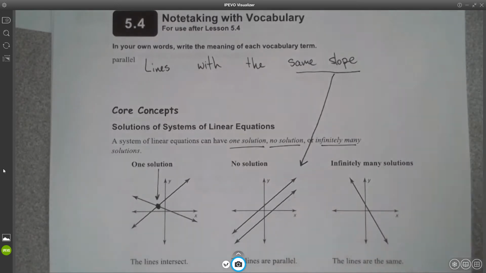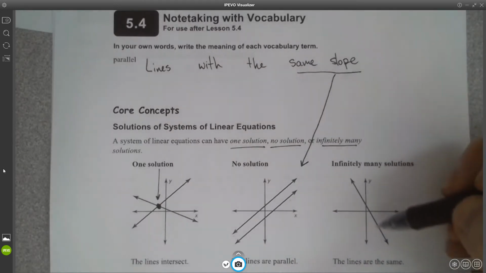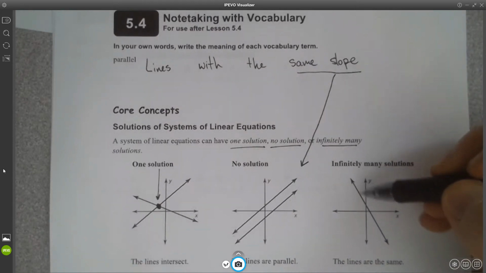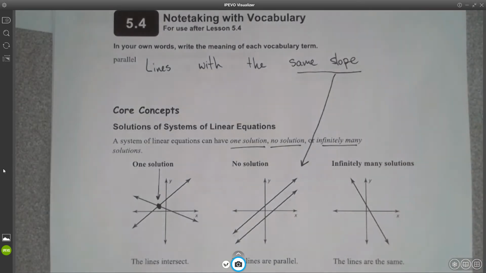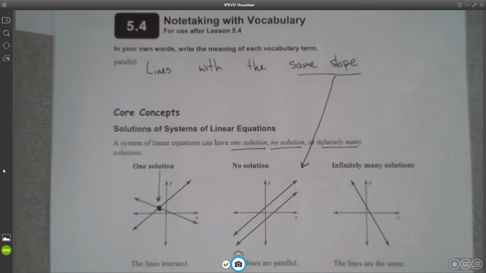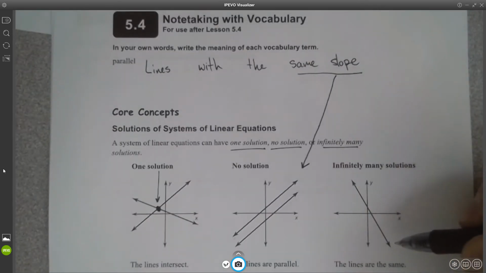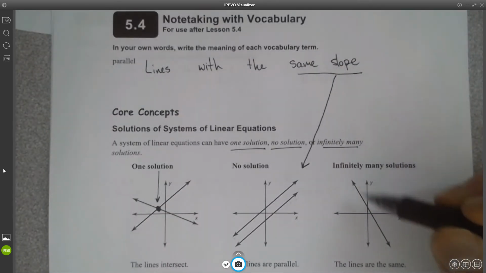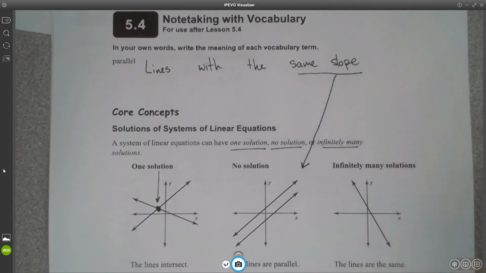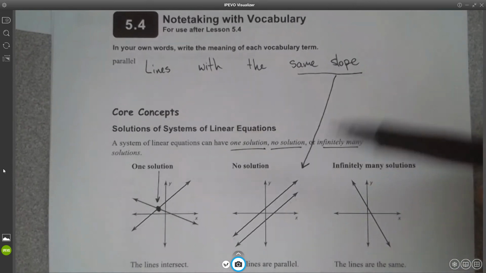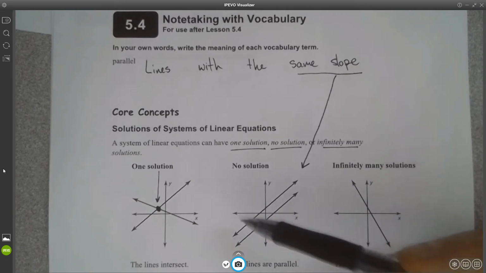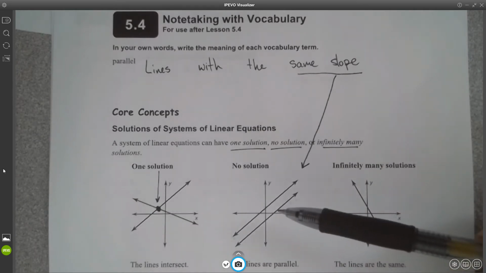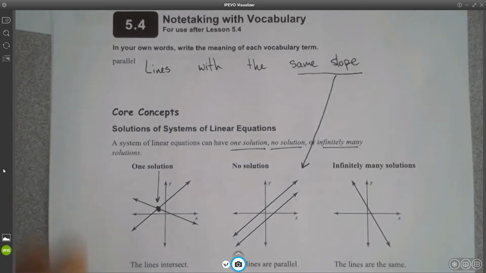We could also have a system where, when we simplify both equations, they end up being overlapping lines, and therefore every point that's on one line would also be on the second line. That's a situation where we have infinitely many solutions. So we're going to look at when we have one solution, no solutions, and infinitely many solutions, and what does that look like?